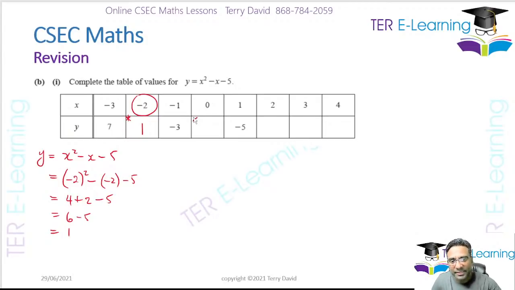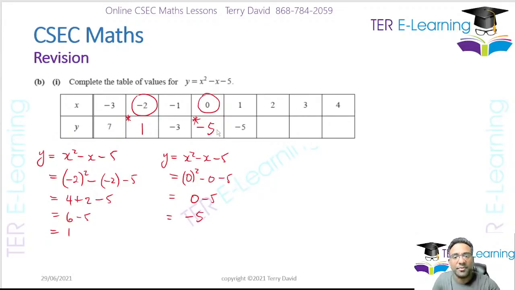So the next value I need to figure out is this value in the table here. That means I need to substitute 0 into my equation. So you write back the equation again. y is equal to x squared minus x minus 5. And then we're going to substitute 0. So this is 0 squared minus 0 minus 5. Right? So 0 minus 0 is 0. So this is 0 minus 5, and this is going to be minus 5. So this answer here is minus 5.